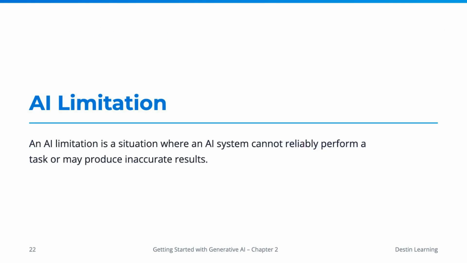While generative AI is incredibly powerful, it's crucial to understand its limitations. An AI limitation refers to a situation where an AI system cannot reliably perform a specific task or, worse, may produce inaccurate or undesirable results. Acknowledging these limitations is key to using AI responsibly and effectively.